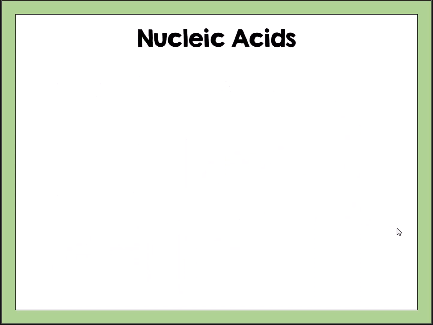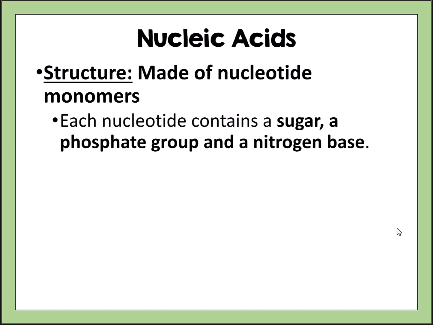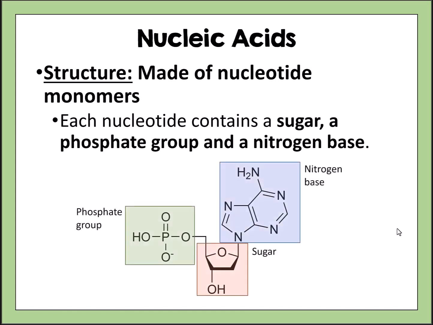Nucleic acids are the third group of macromolecules. They are made of nucleotide monomers, which we'll discuss in detail later in this year. Each nucleotide contains a sugar, a phosphate group, and a nitrogen base. So it looks like this. Here's your nitrogen base made of nitrogen atoms, a sugar, and these carbon atoms right here are just implied in this ring structure. And then there's a phosphate group attached to that.